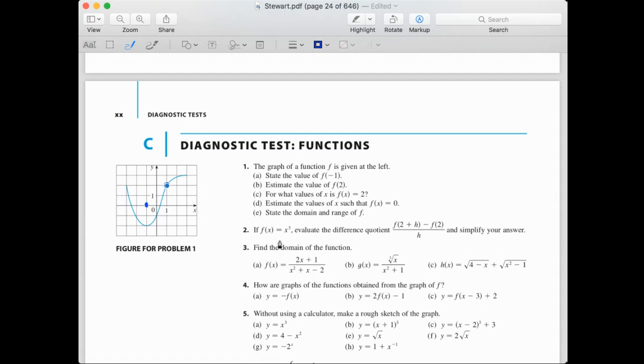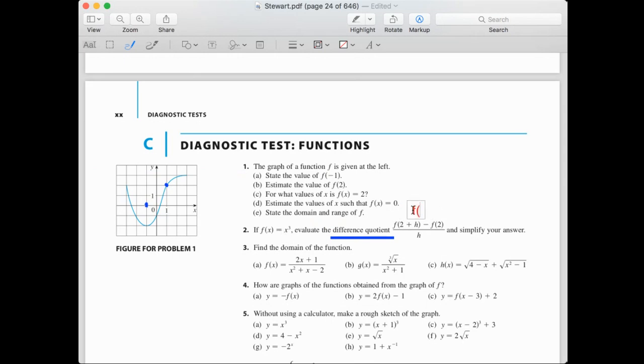Then number 2, evaluate. We're given a function x raised to 3, a cubic function. We want to evaluate this called the difference quotient. The limit idea will be using this difference quotient. So we need to be very good at calculating this. If we know the function is x cubed, what's f of 2 plus h? That would be 2 plus h raised to the cube.